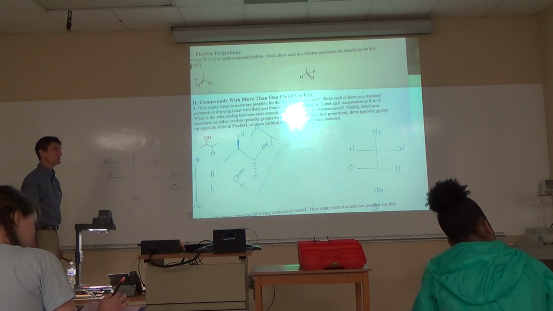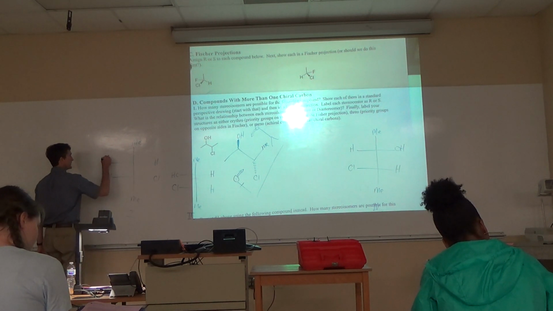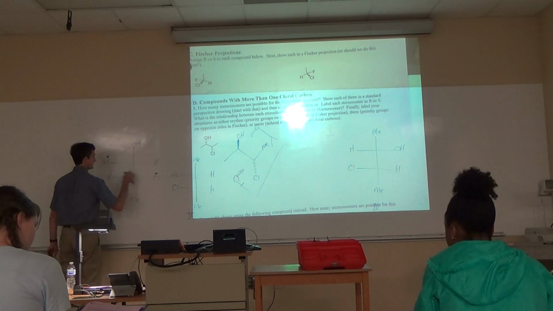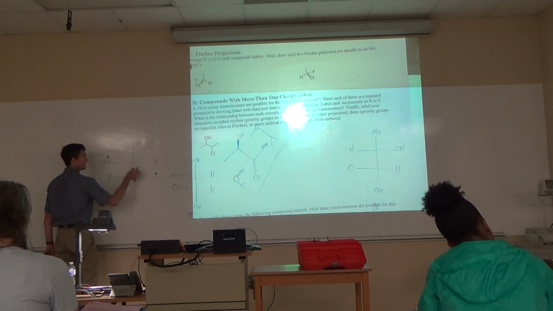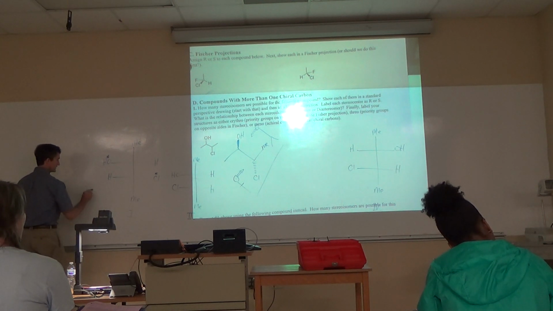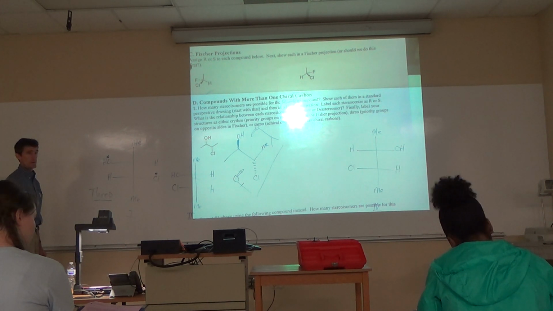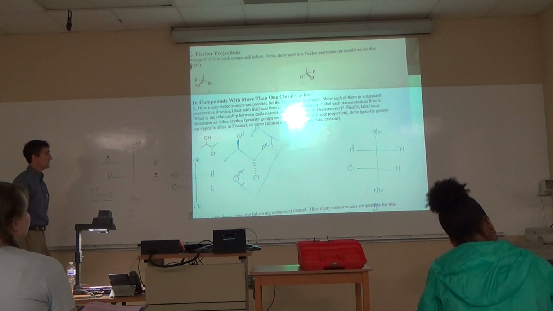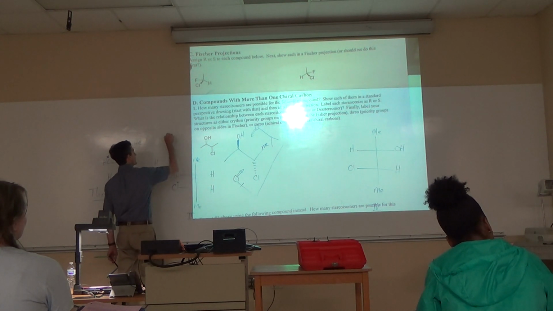There's some terminology to distinguish between diastereomers here in Fischer. When the high priority groups are on opposite sides, what's the high priority group on this carbon? OH on this carbon, chlorine. When they're on opposite sides in the Fischer, it's called threo. When they're on the same sides in the Fischer, it's called erythro.